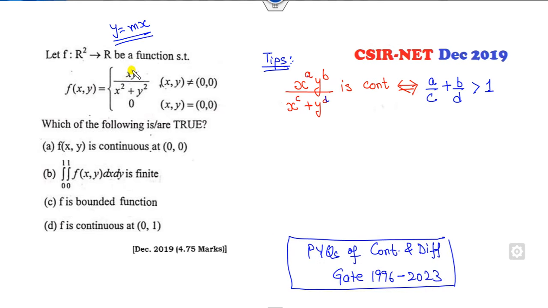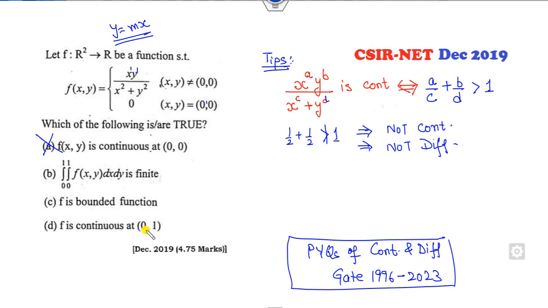You can see it's 1 and 1. So 1 over 2 plus 1 over 2, which is not greater than 1. What does it mean? The function is not continuous. If the function is not continuous, it means the function is not differentiable. But the first option said the function is continuous at 0, 0, because the breaking point is 0, 0. The function is not continuous. How can you check whether the function is differentiable?